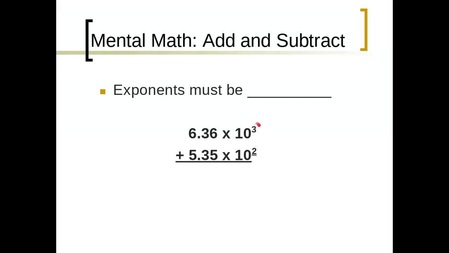If you change this one to a 2, that's going to make this number 63.6 instead of 6.36. Or you could take this one and turn it into a 3, and that's going to turn this number into 0.535. It doesn't really matter. It might in the long run with your final answer if it doesn't come out in the right scientific notation. But to get the math right is not a problem.